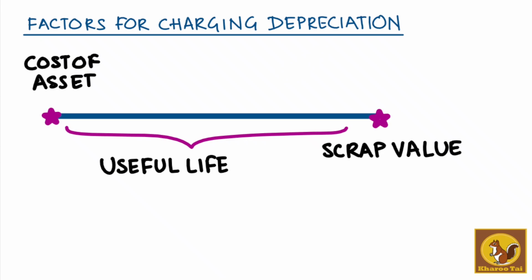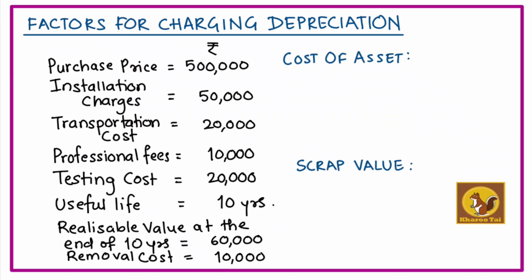What are the three factors? We have seen cost of asset, useful life, and scrap value. Let's see the example. In this, we have purchased a machinery and its purchase price is 5 lakh. So these details are given. So what will be the cost of asset? Cost of asset will be purchase price, installation, and incidental charges. We will have to add up all these charges.